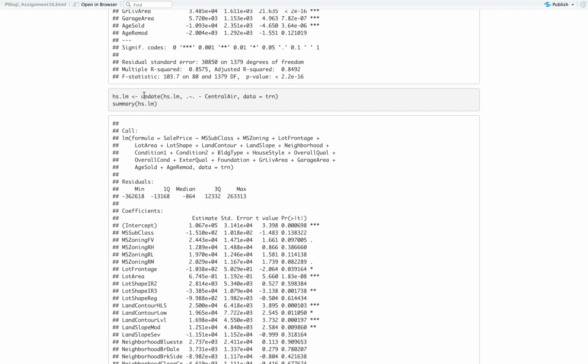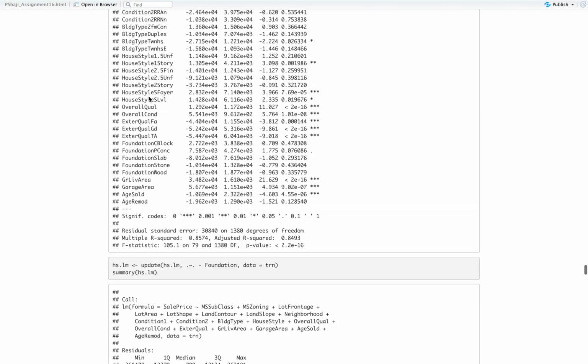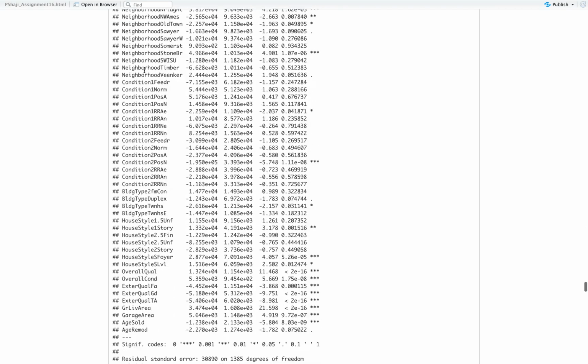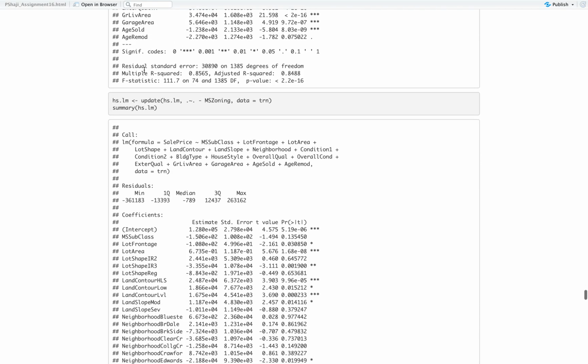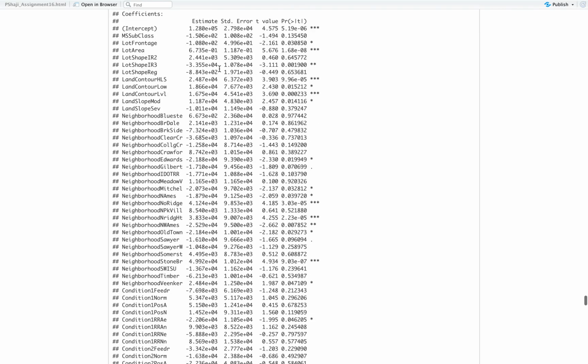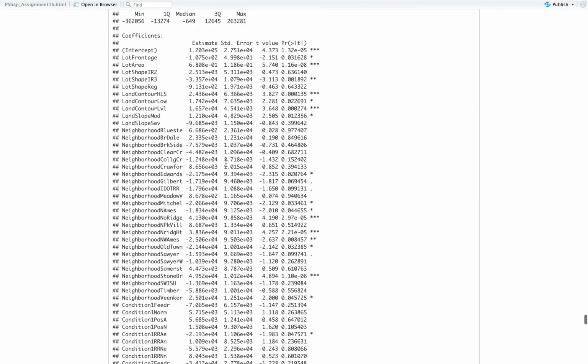After that, we pass the hs.lm function versus the central air in the update function and provide a summary for it. Proceeding with the same method, we pass the hs.lm versus the foundation variable in the update function and provide the summary for it. We did the similar thing with the MS zoning variable, the MS subclass variable.